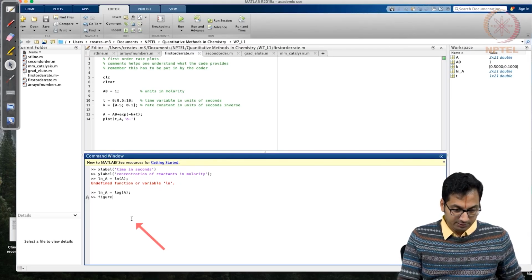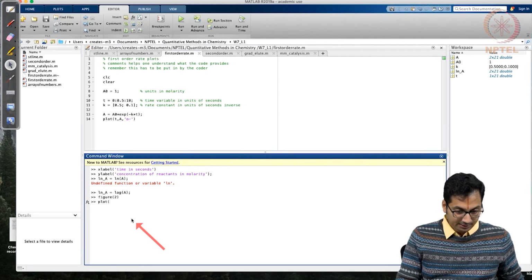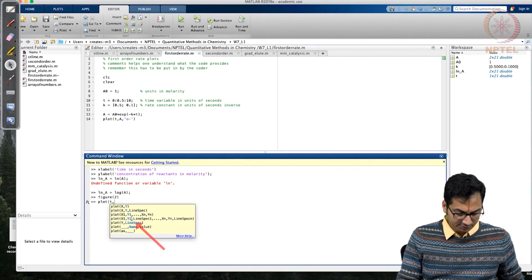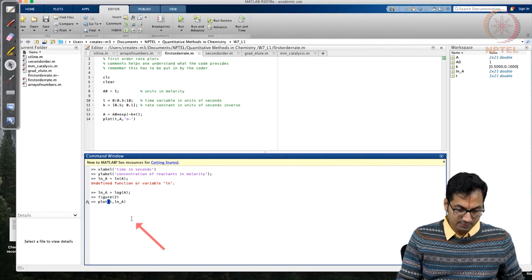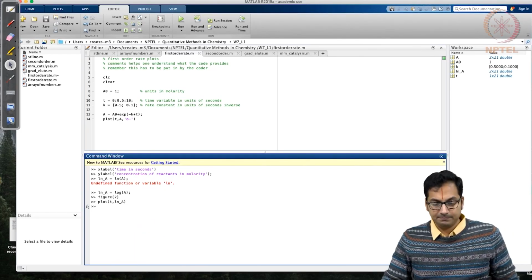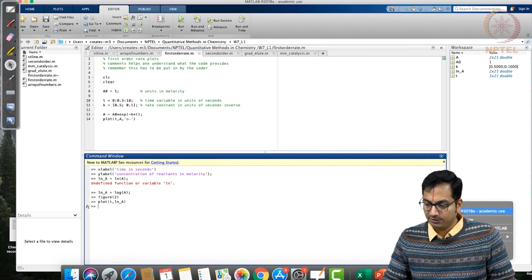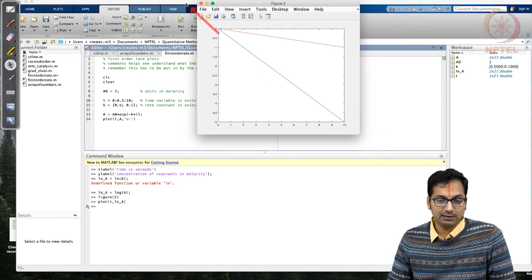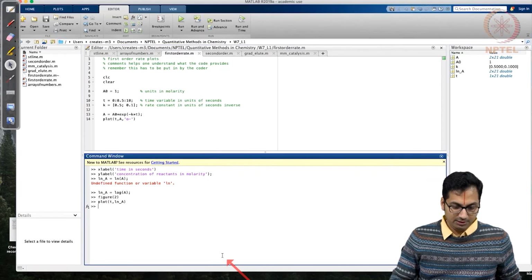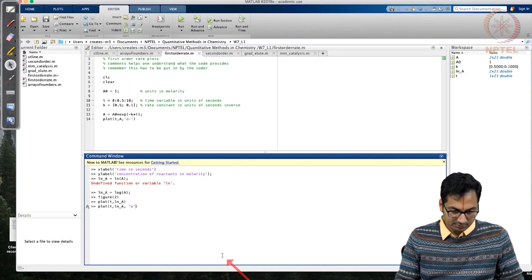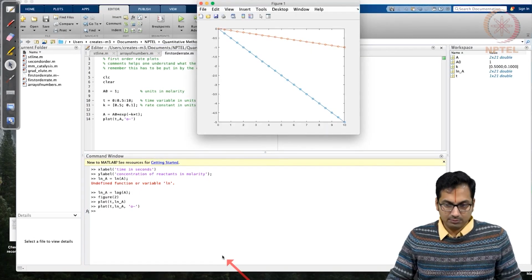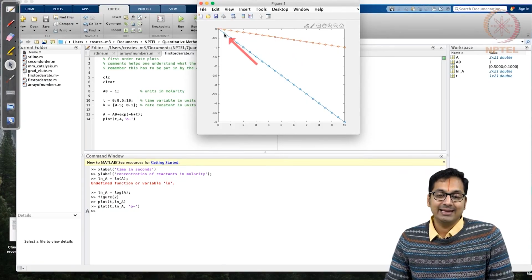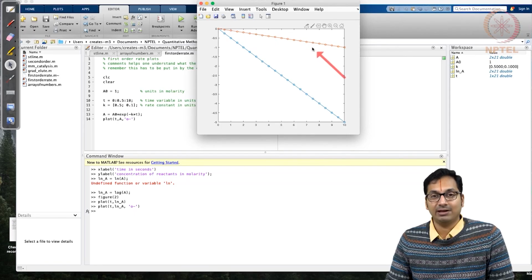So we can say figure 2, plot time as a function of ln of A. So let us take a look at figure 2. So what you are able to realize, we are not able to see the dots. So one good way of doing this, what you are able to realize is that ln A as a function of t comes up beautifully as straight lines.